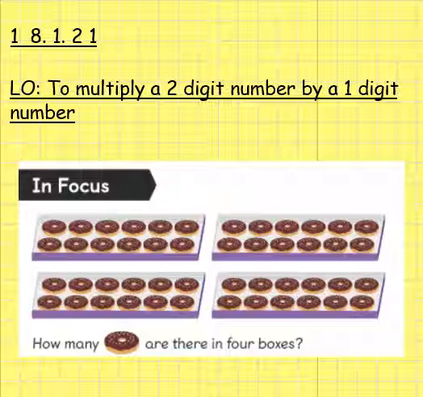Today's date is the 18th of the 1st, 2021, and our learning objective today is to multiply a 2-digit number by a 1-digit number. We're going to have a look at this in focus task first, and then we'll have a look at some different ways that we can solve this problem. And then we'll go through our guided practice together, looking at a method to answer some questions before you complete your questions on your assignment as a quiz.